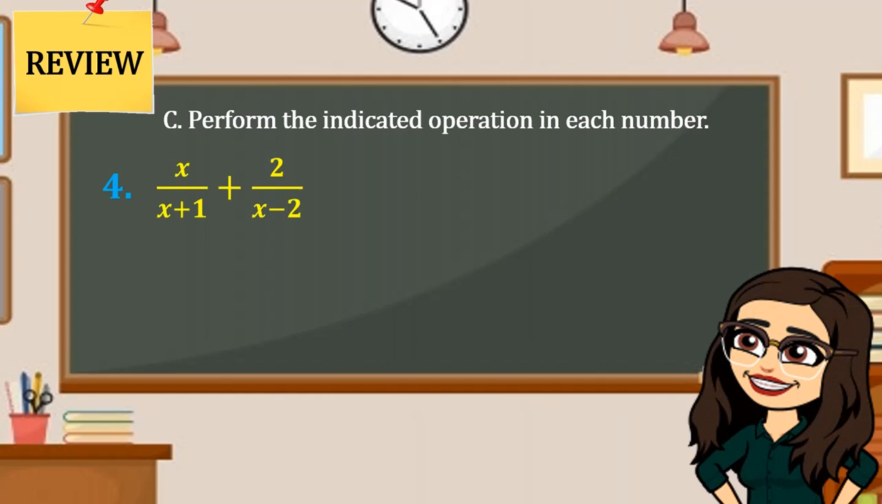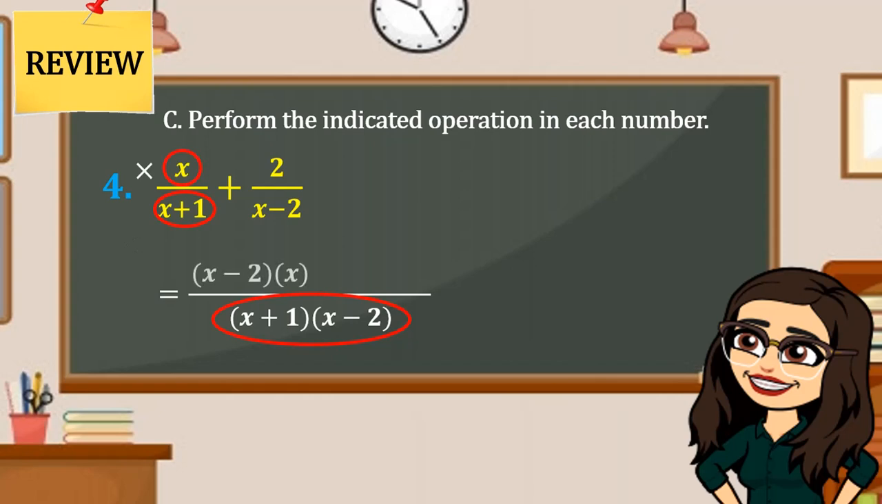For number 4, we have x over x plus 1 plus 2 over x minus 2. So the LCD of x plus 1 and x minus 2 is quantity x plus 1 times quantity x minus 2. So LCD divided by x plus 1 is x minus 2, times x is quantity x minus 2 times x. Next, LCD divided by x minus 2 is x plus 1, times 2 is 2 times x plus 1.